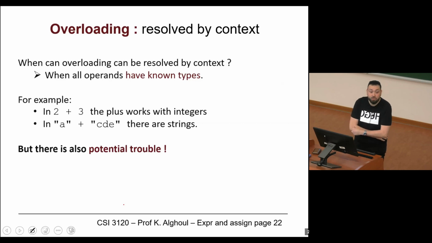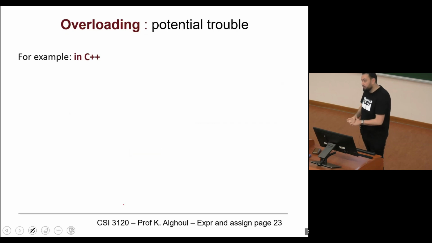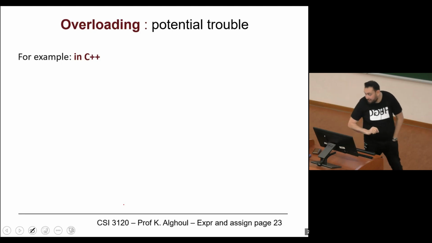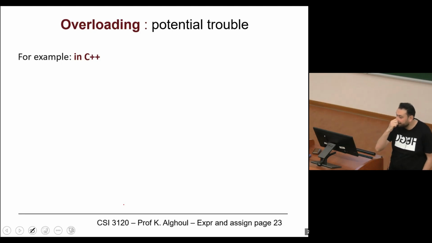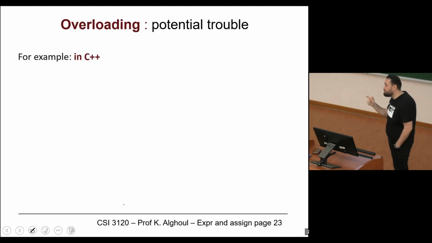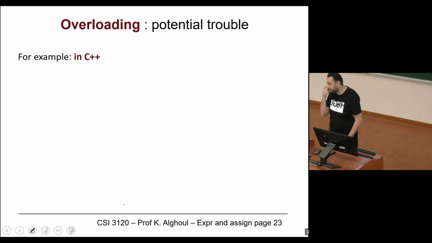But there is also potential trouble. What can that trouble be, guys? I gave you a hint in C++, Mateen. Okay, so this is the thing if you're, for example, having different data types. In C++, who's taking the course in C++, we have some operators that are confusing. Why?